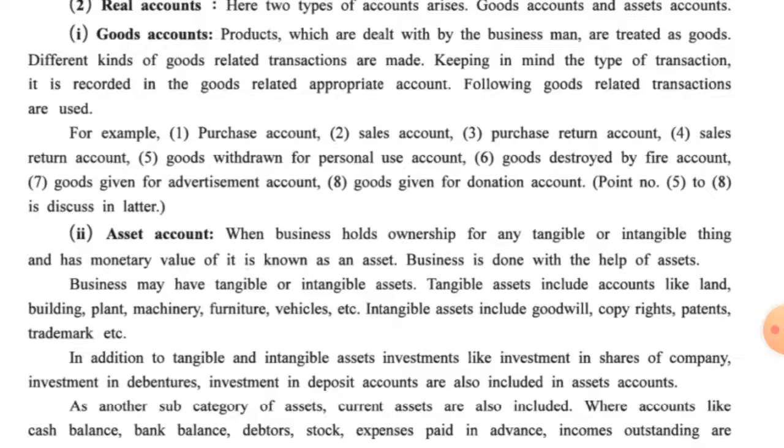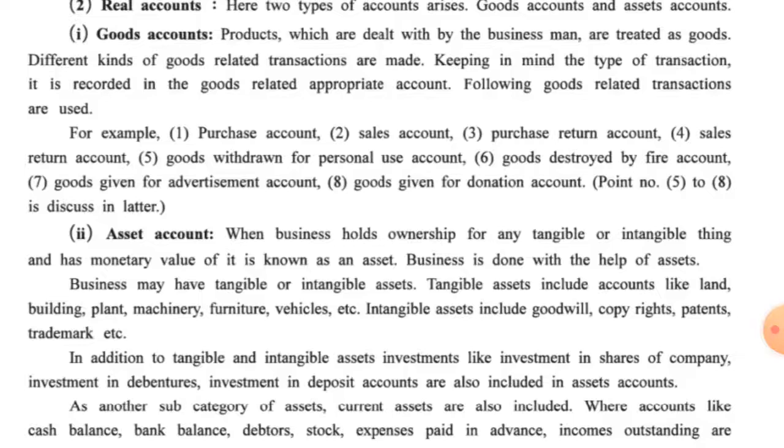Next one, that is asset account. When a business holds ownership of any tangible or intangible thing and it has monetary value, it is known as an asset. We have already discussed the meaning of tangible assets and intangible assets. That which we can see and touch is called tangible assets, and that which we cannot see and touch is called intangible assets. Tangible assets are like land and building, plant and machinery, furniture, vehicle, and intangible assets are like goodwill, copyright, patent, trademark, etc.